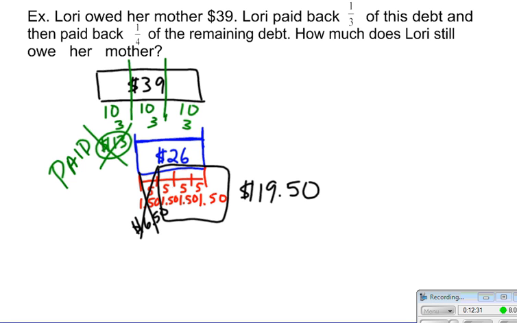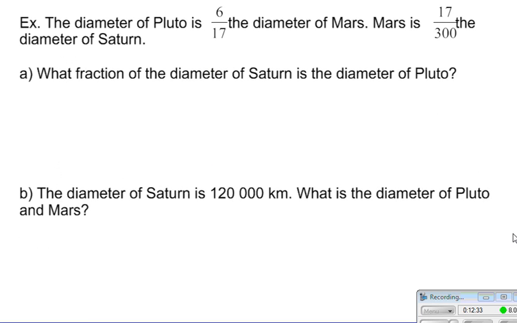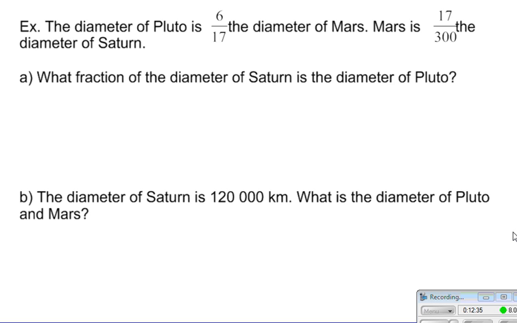Okay, your last example has to deal with poor Pluto. And yes, I know Pluto's not a planet anymore, but just because he's not a planet doesn't mean he's not important. So it says the diameter of Pluto is 6/17 the diameter of Mars. Mars is 17/300 the diameter of Saturn.